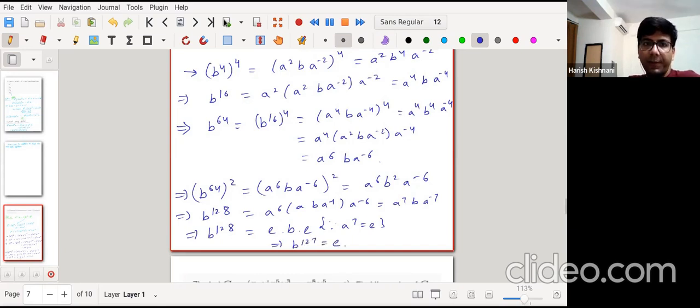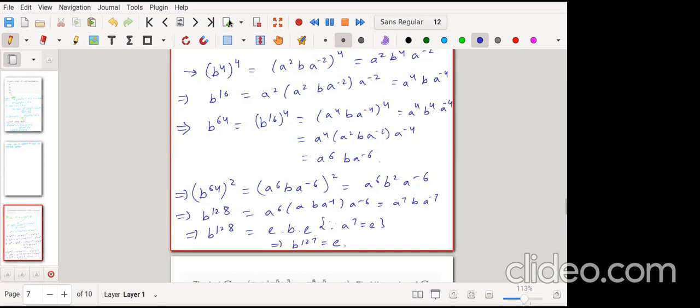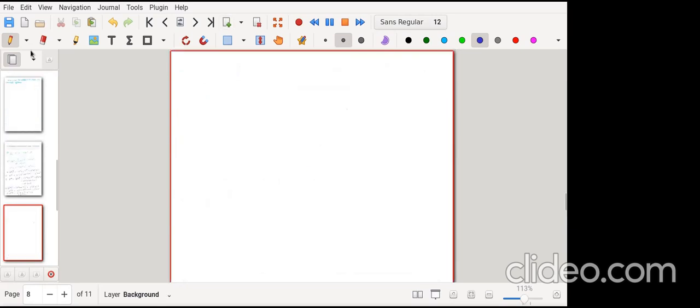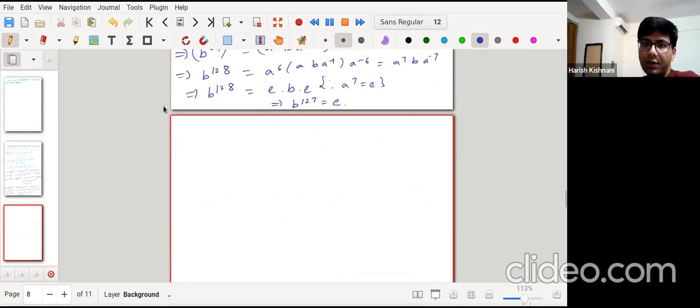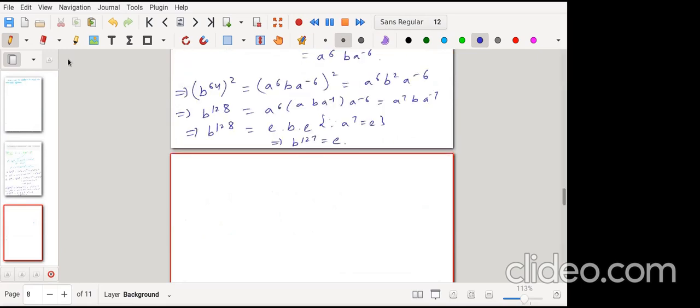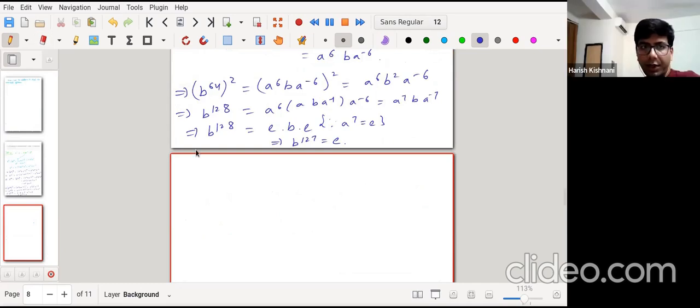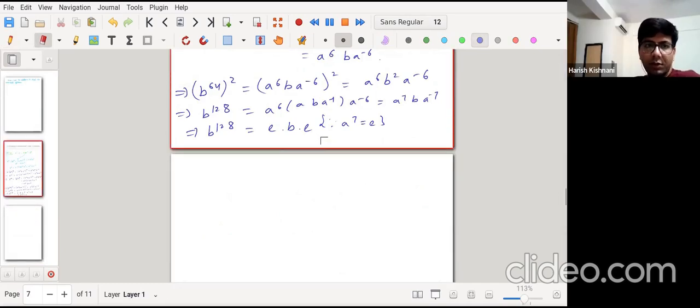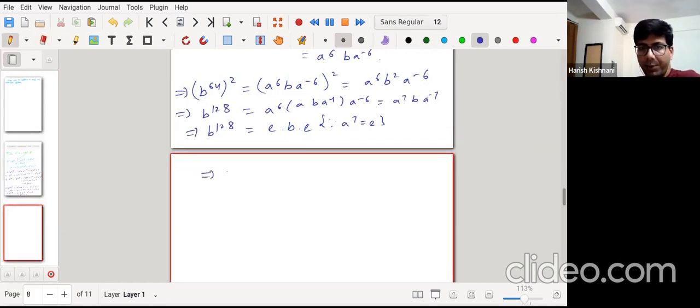Now, does it imply 128? Oh no, cancel out. Yes. Okay. So maybe I can write more clearly on the next page. This will imply b^128 is b, that is b^127 is identity.